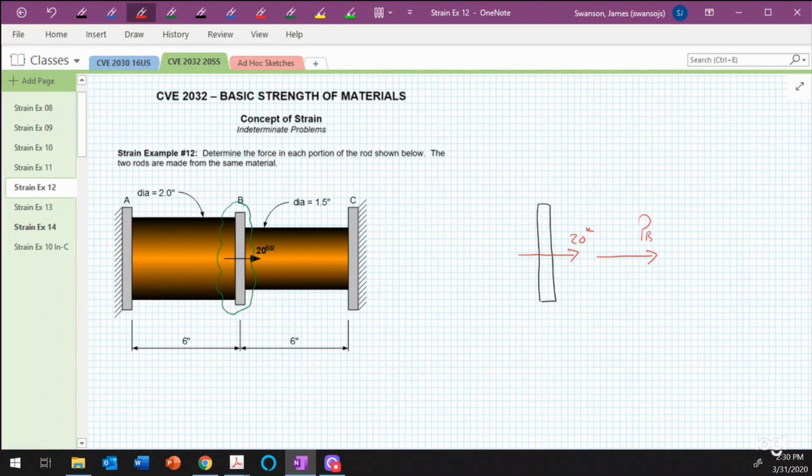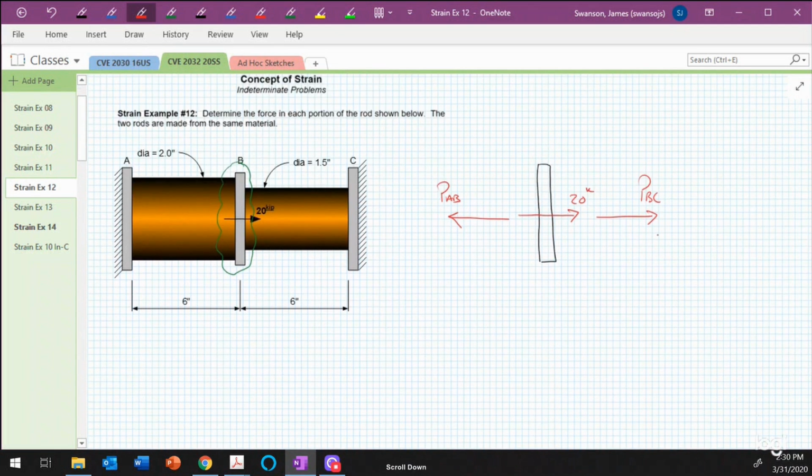It's pulling to the right, P sub BC. If I assume that rod AB is in tension, that means that it's pulling on the interface plate as well. So P sub AB pulling to the left like that. Now, like I said, I expect that segment BC will be in compression. So if that's true, then when I solve for the force P sub BC, I should get a negative answer.